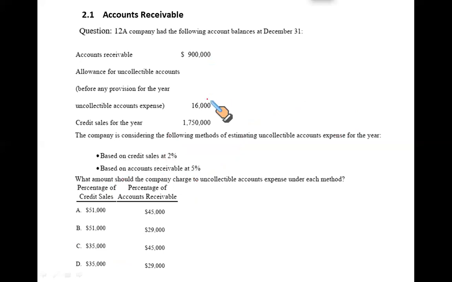Now, let's say the balance here is a debit balance instead of a credit balance. Only one question, and that is in Hawk software. No one else has tested this aspect of allowance. Now, let's say your allowance is a debit balance. That won't affect your credit sales approach.